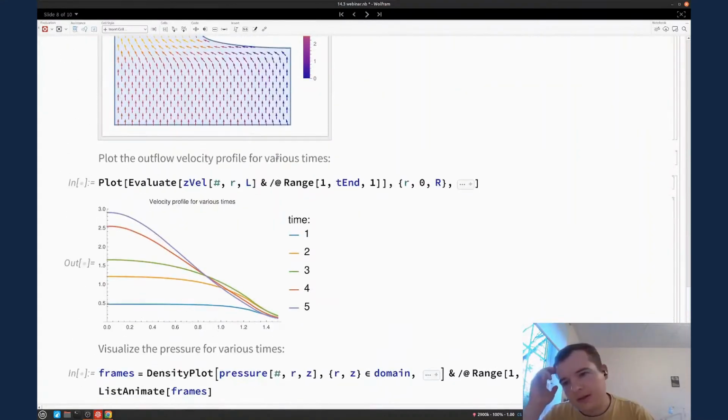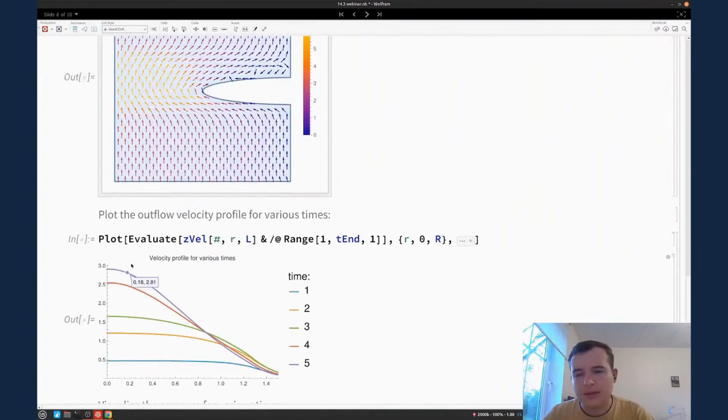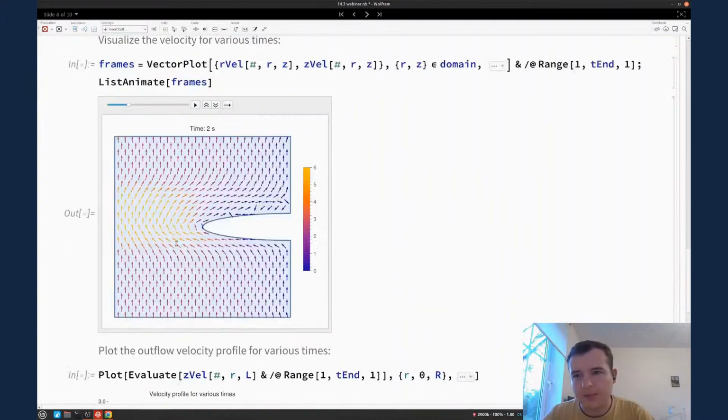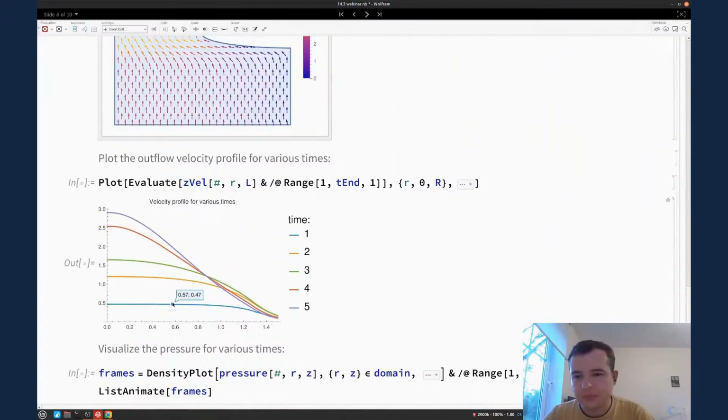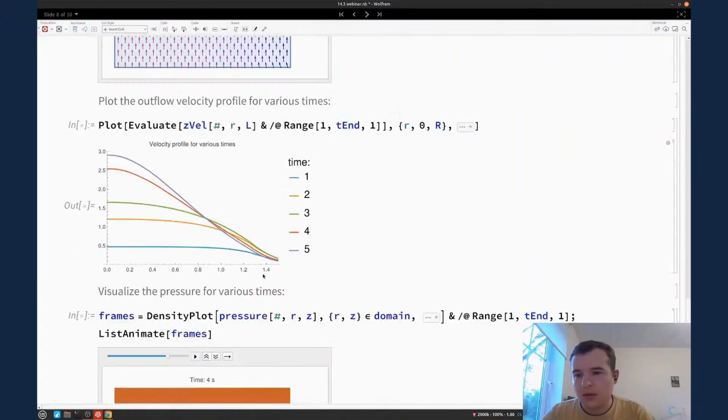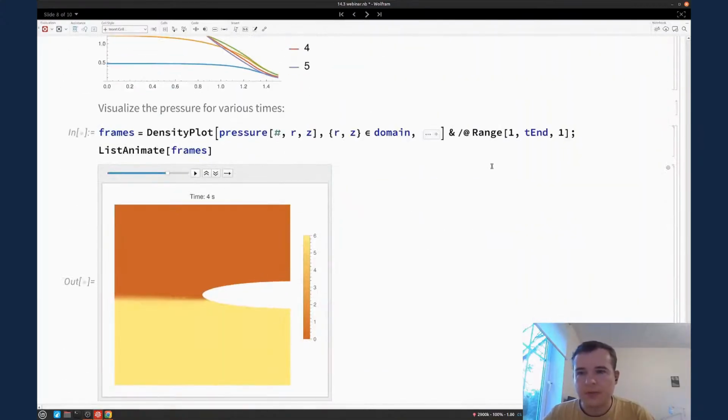Next, what we have here is the outflow profile, the velocity profile of the flow. So this means that this is the velocity profile here at the top of the domain. The last plot that we have here is the plot for the pressure. So here we can see how the pressure gradient forms.